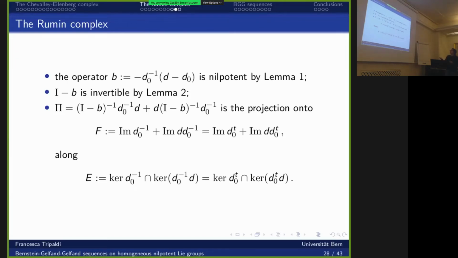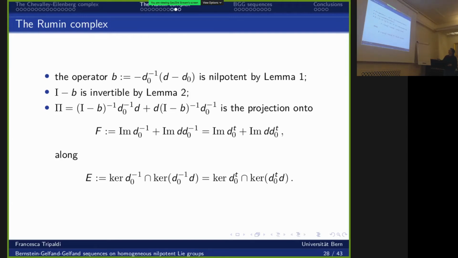So if we consider B, this is D0 inverse after D minus D0, so it keeps the weight constant. If D0 keeps the weight constant, then D0 inverse keeps the weight constant. So this whole thing increases the weight, hence is nilpotent. So the identity minus B, this is going to be my A0 minus B. So this is invertible, and I can construct the inverse.